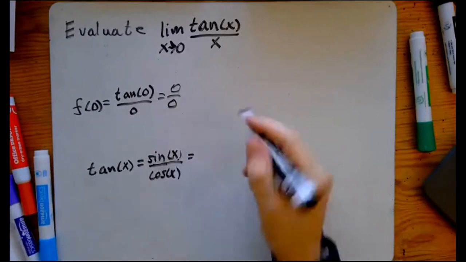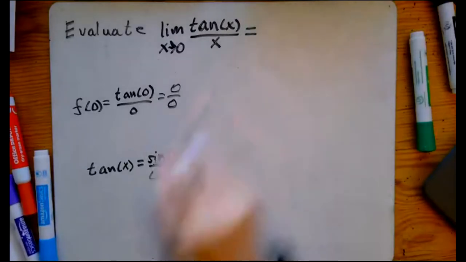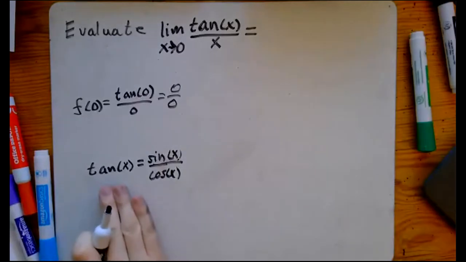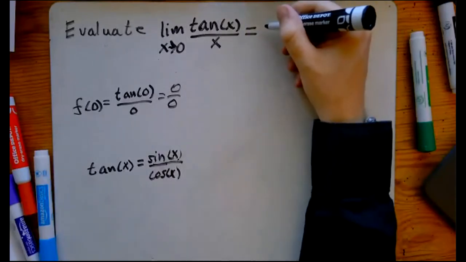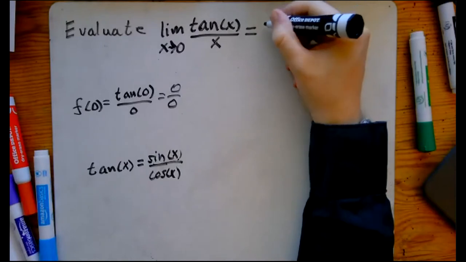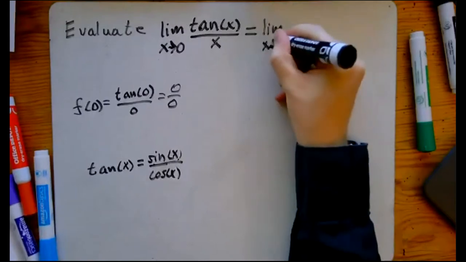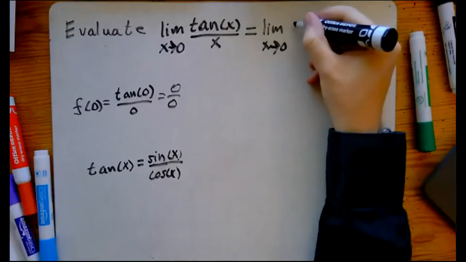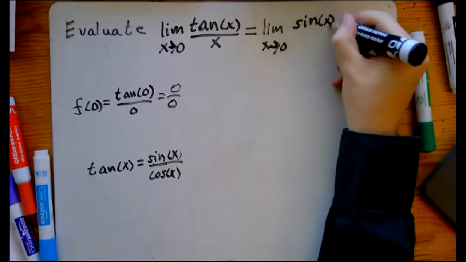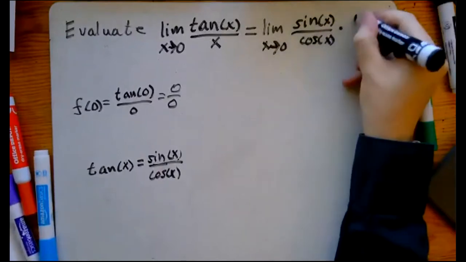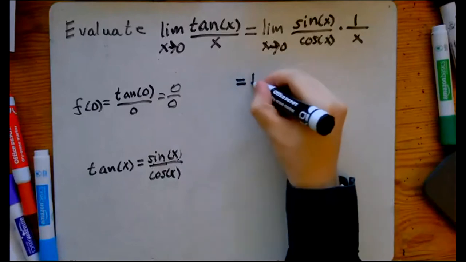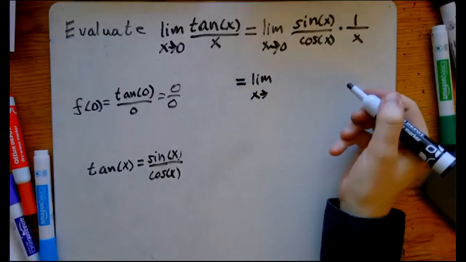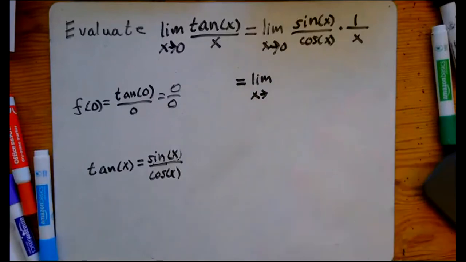Now, fortunately, we actually already know an identity that we can use to rewrite this. Tangent is sine over cosine, right? So that means that I could rewrite this as the limit as x approaches 0 of sine over cosine times 1 over x. Now, the commutative property of multiplication can let me rewrite this just a smidge.